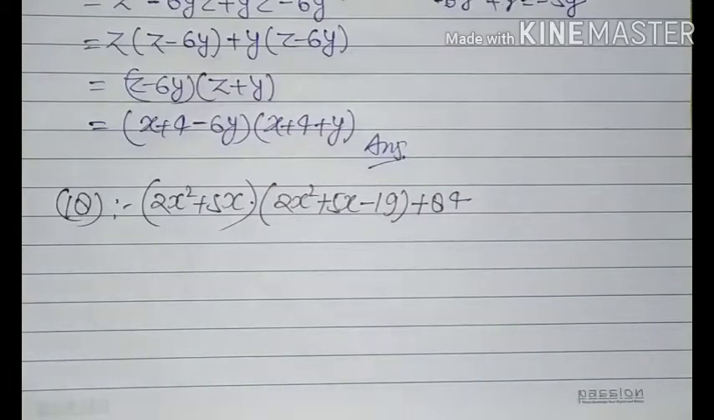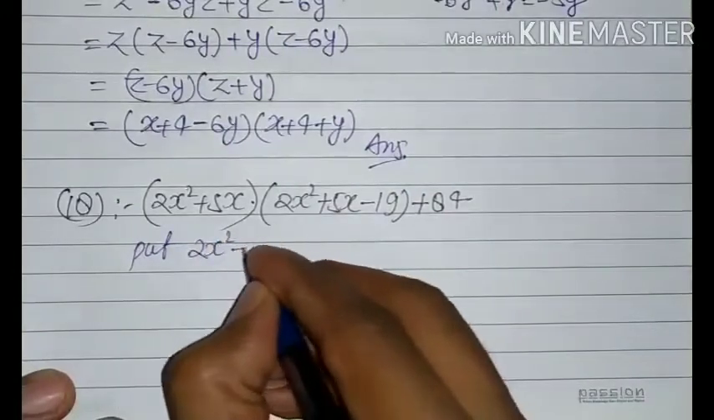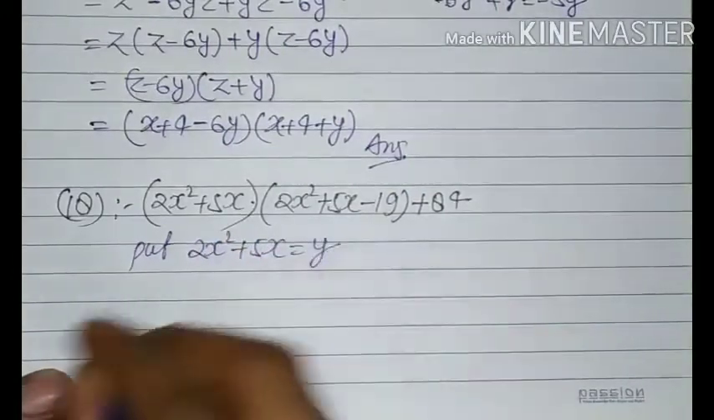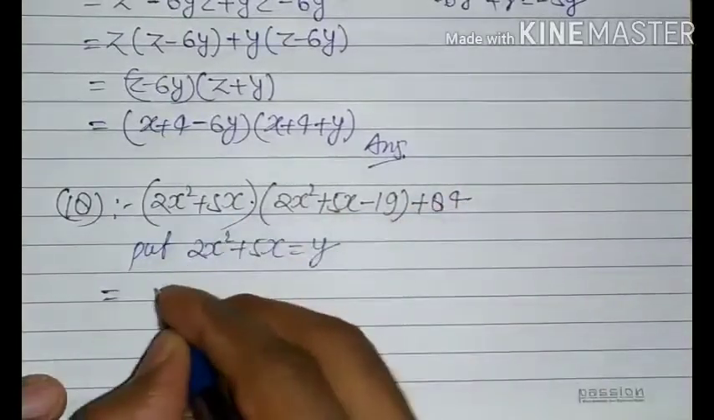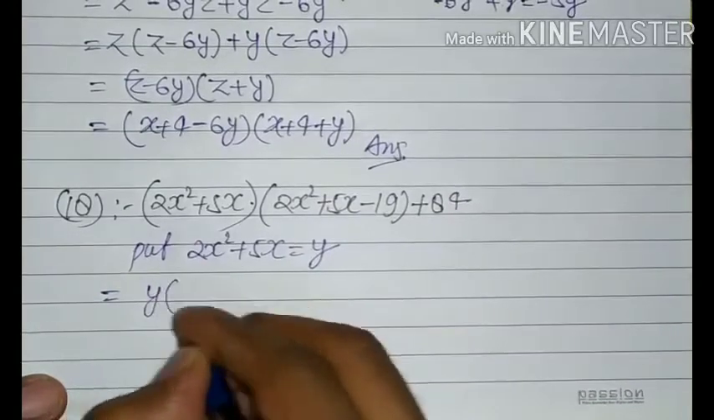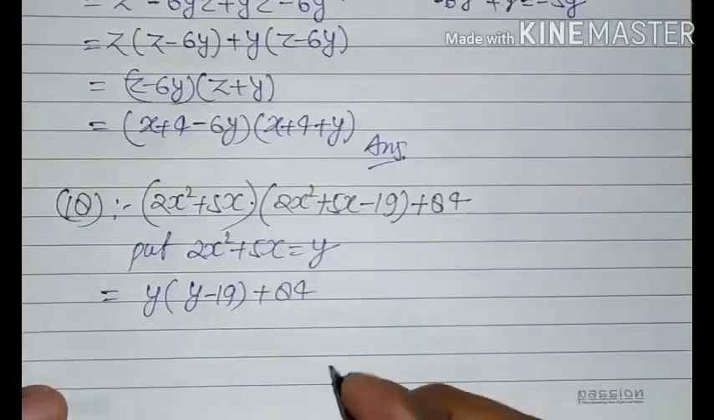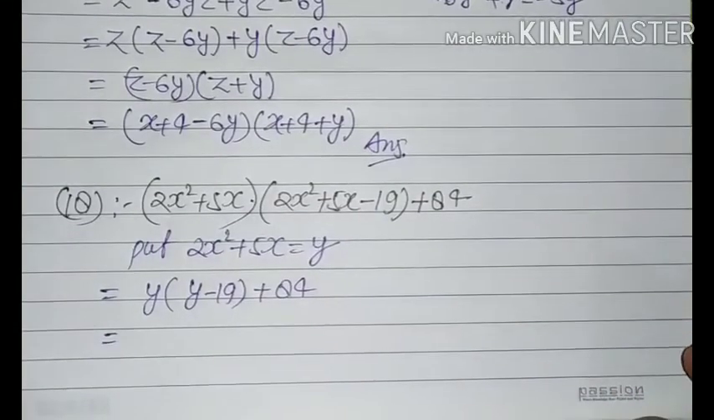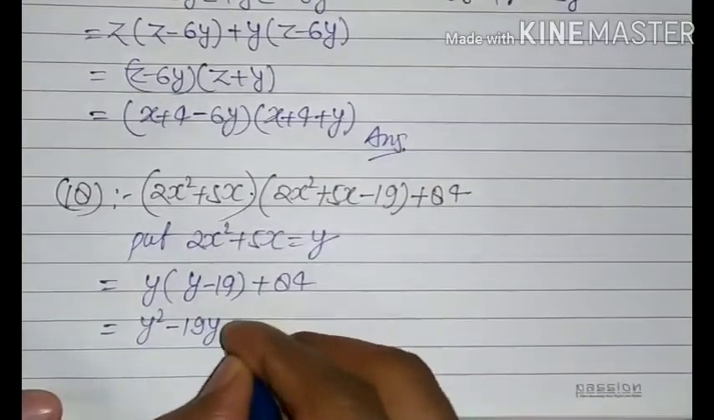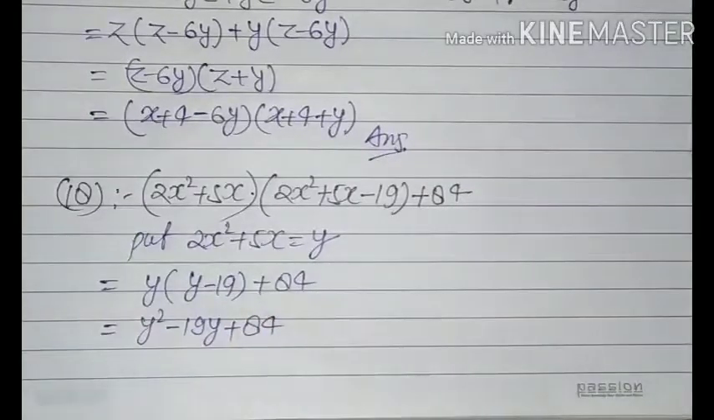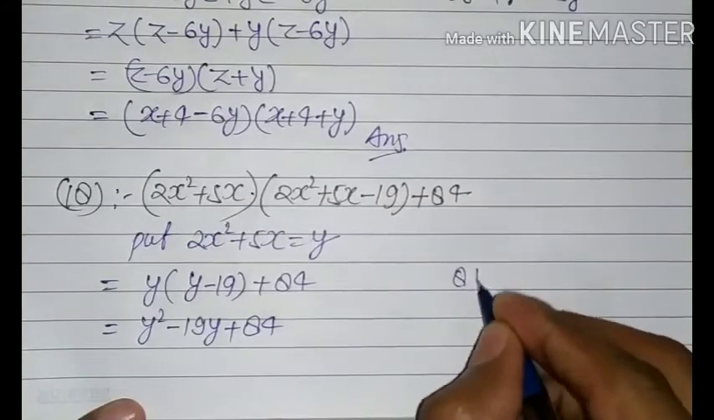Put 2x square plus 5x equal to y, another variable. Then the given polynomial will convert to y times y minus 19, plus 84. Again multiplying by y in the bracket, it will become y square minus 19y plus 84. The coefficient of y square is 1. I'm going to multiply 1 by 84, then it will become 84.